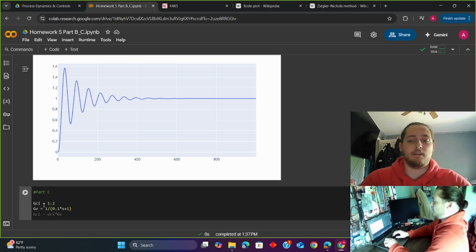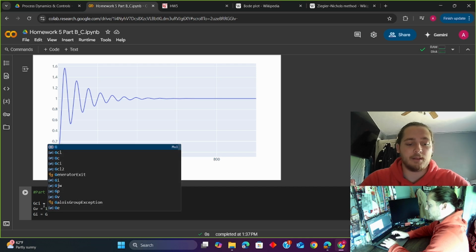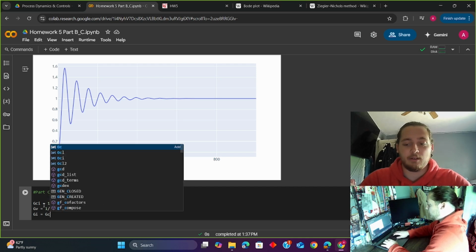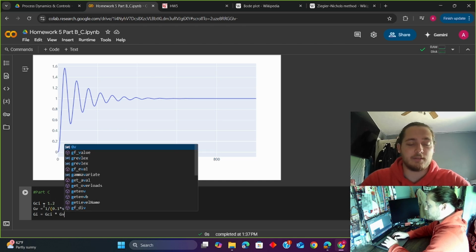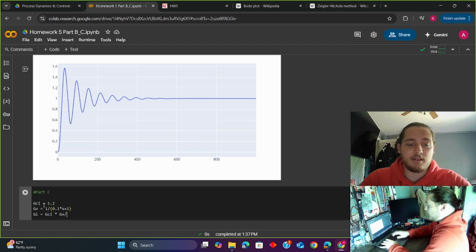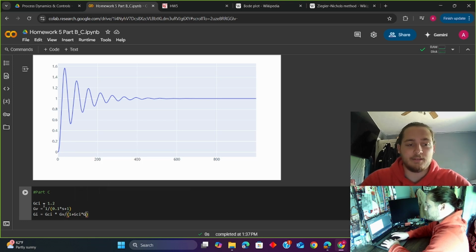All right. So next, we want to go ahead and define what our G of our inner loop is going to equal, and we can use our shortcut for this and say that our inner is going to be equal to our inner GC controller, so GCI, multiplied by our process transfer function for the valve, and then this is all going to be divided by 1 plus GCI times GV.